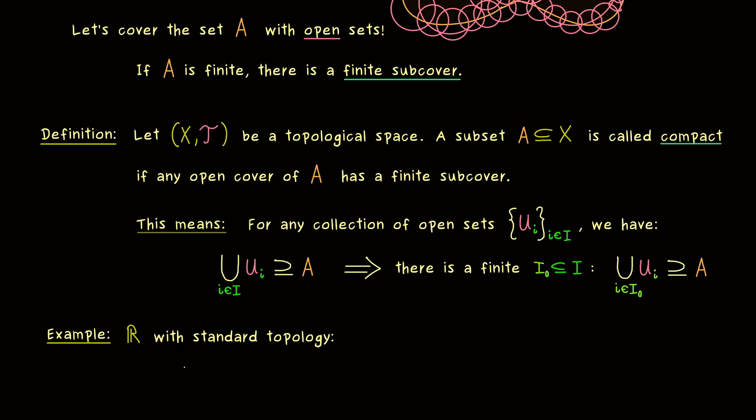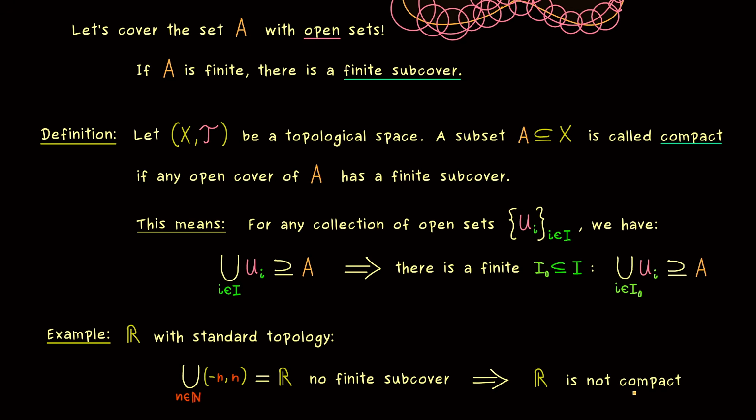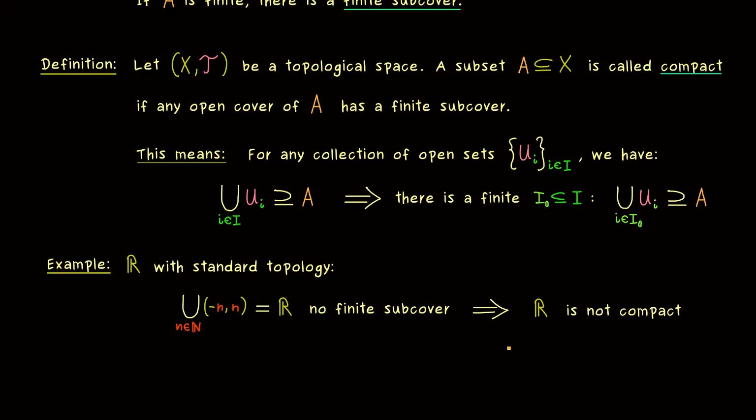So let's simply try to cover R with some open sets. So for example, we could take the open intervals from -n to +n. And then we just go with n through the whole natural numbers. This clearly hits every real number, so we have an open cover. But we also immediately see that finitely many of these open sets are not enough. Hence, for this choice of an open cover, there is no finite subcover. So the conclusion here is that R, together with the standard topology, is not a compact set.